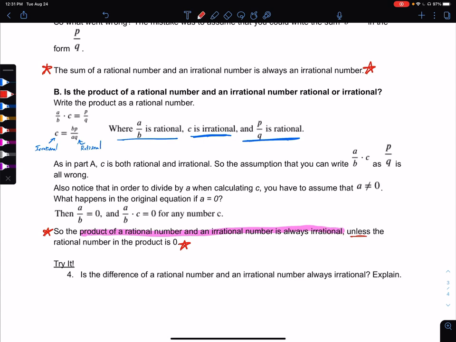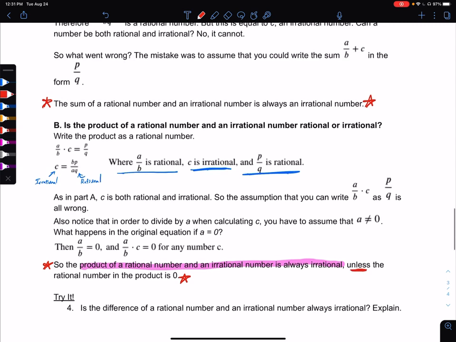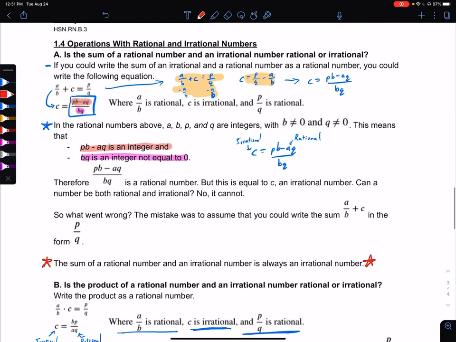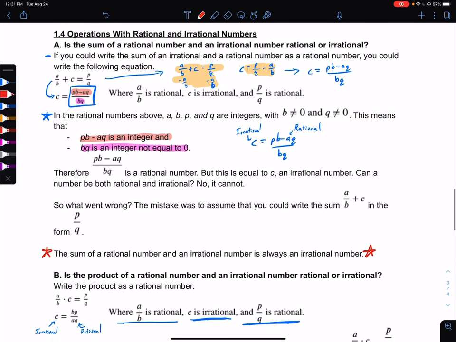Okay, but like a lot of times in math, there will be an unless. Unless the rational number in the product is 0. Hopefully that didn't drive you too crazy. I know it's a lot of theory, a lot to get thrown at you early on in the school year, but just have an idea of what goes on when you're adding and multiplying rational and irrational numbers.